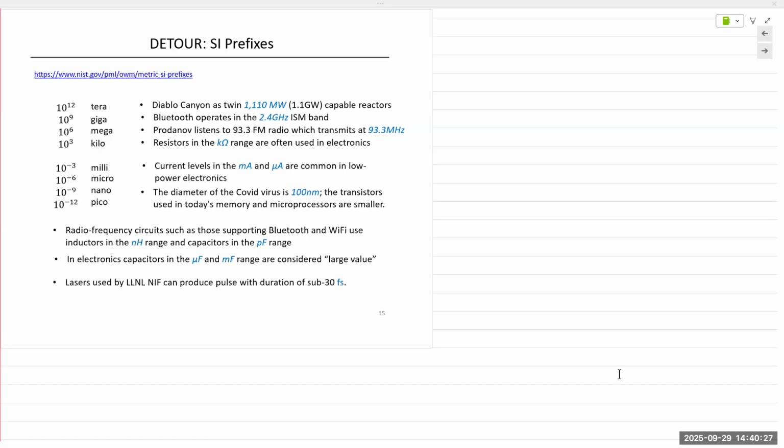The bands for the wireless router are 2.4 gigahertz and 5 gigahertz. Giga, as you can see here, is 10⁹. Tera is 10¹², mega is 10⁶, kilo is 10³. And on the other side, we have milli, micro, nano, and pico.